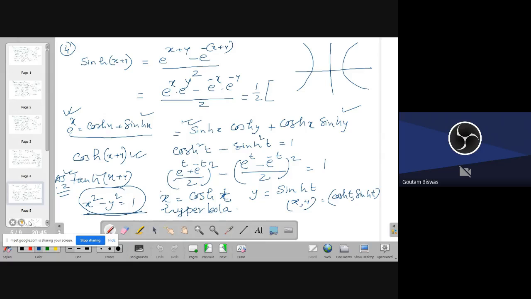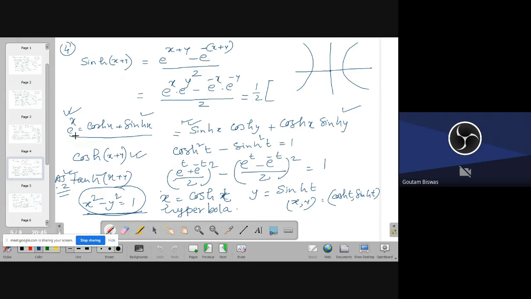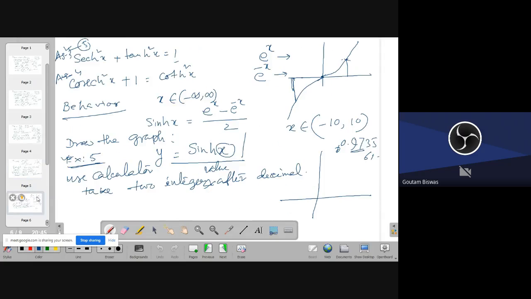Next is number 4. You have to prove this one. How to prove this, cos square hx minus sin square hx is equal to 1? I have shown it in the previous one. Yes, here. So similarly, using these expressions, you can show this. So this is assignment 3 and 4.